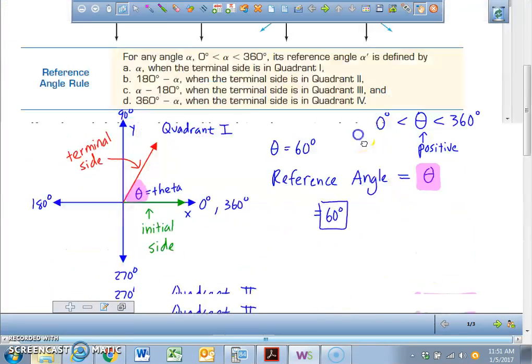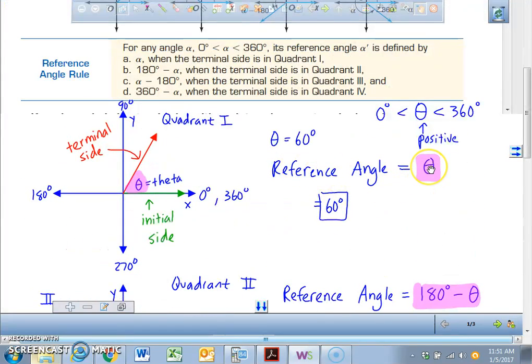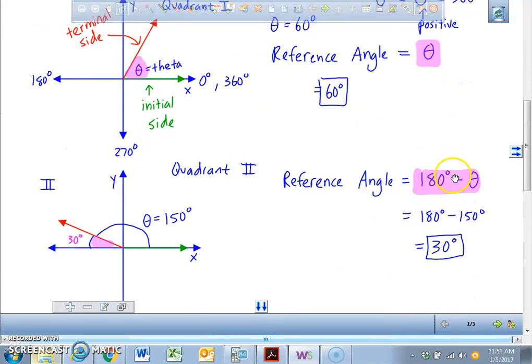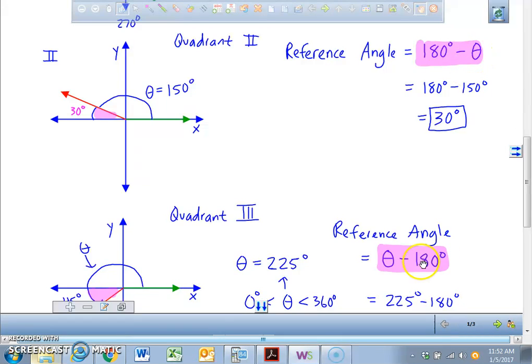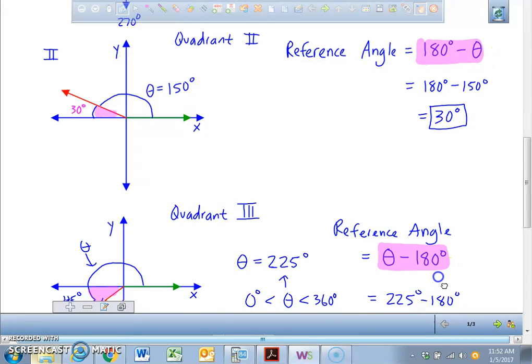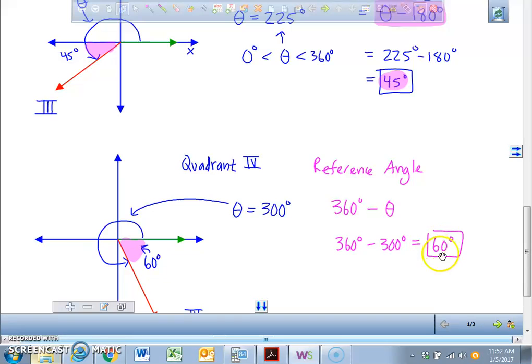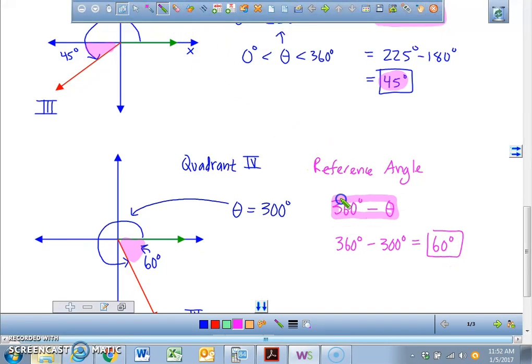Now let's go back and look at the other rules. The rule for quadrant 1, everybody, is just whatever theta is. That's your reference angle. There's your rule for quadrant 2. Here's your rule for quadrant 3. See how they're kind of, that's 180 minus theta, this is theta minus 180. And the last rule that I forgot to highlight, here it is right here, is 360 minus theta. This is the rule for quadrant number 4.